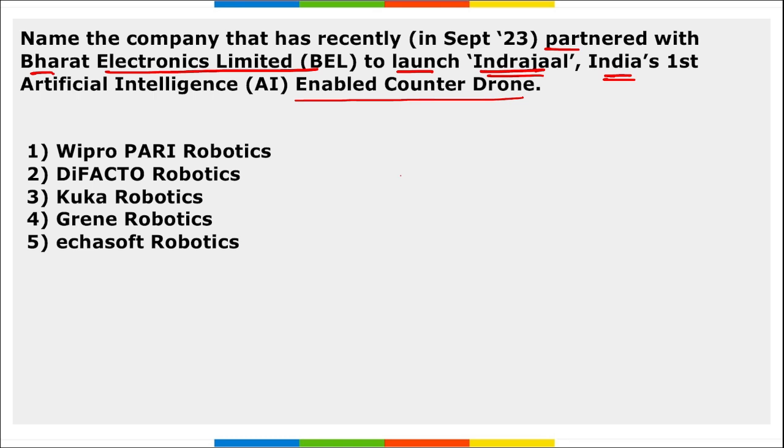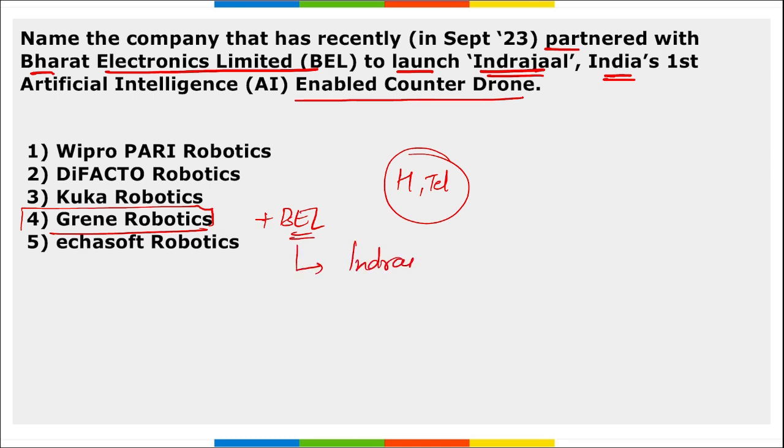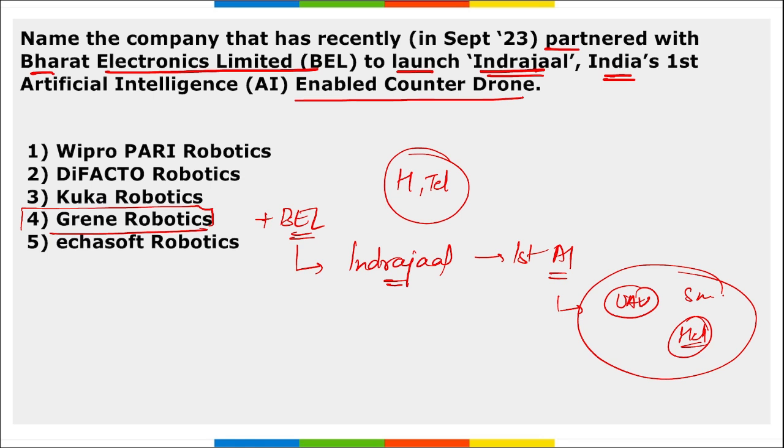So this Indrajal was launched by the Hyderabad, Telangana based company Greeny Robotics. They have recently partnered with Bharat Electronics Limited to launch Indrajal, the first AI enabled counter drone system. Counter drone system means this will tackle all the UAVs, that is unmanned aerial vehicles, small fighter jets, helicopters, drones that will be flying in a particular area and be a threat to that area.